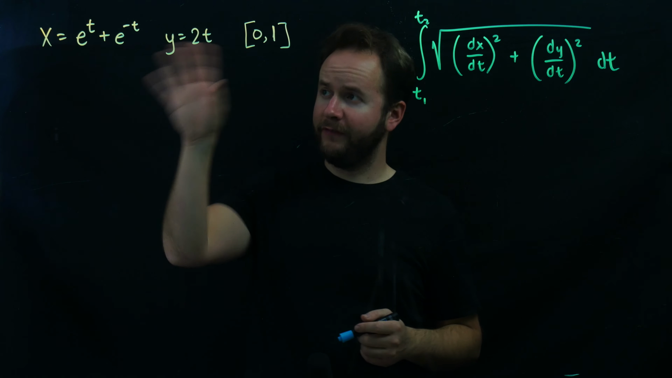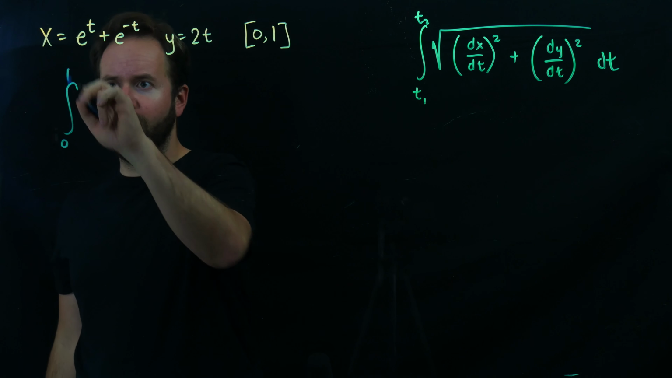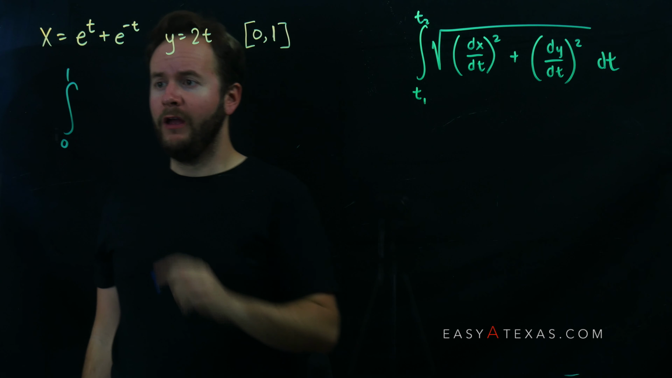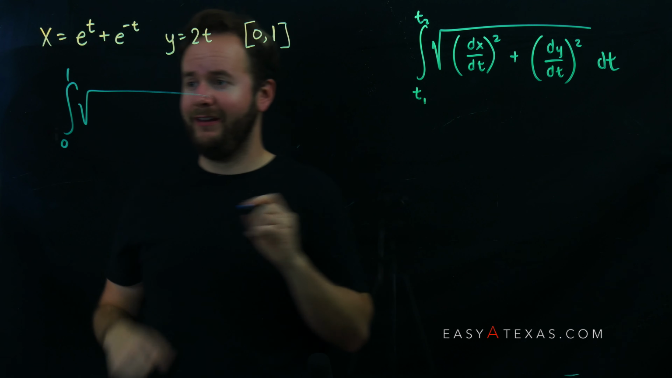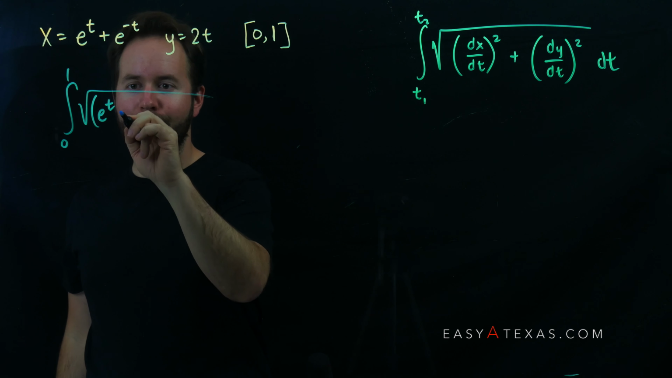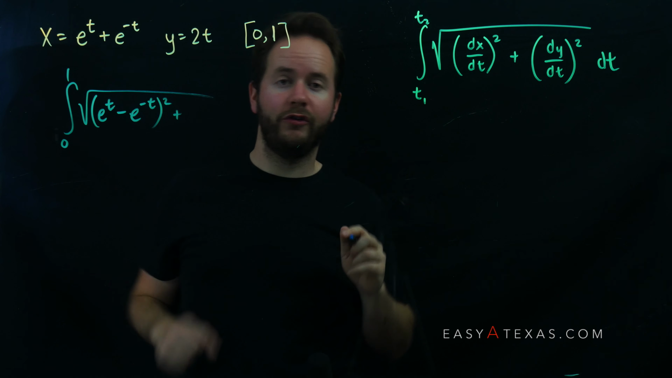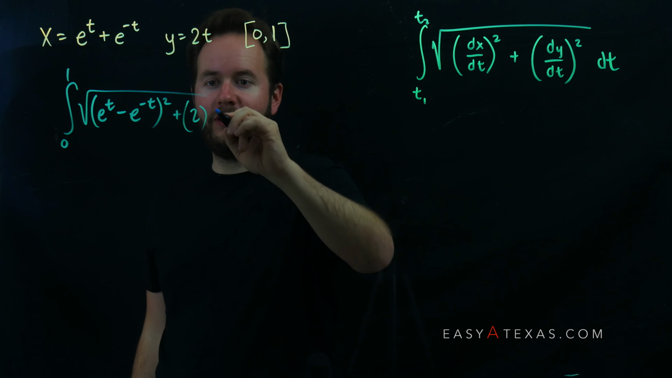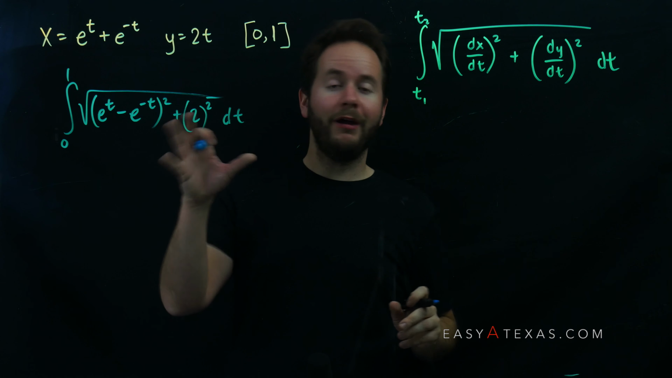I want to find the arc length of this parametric curve here, so I'm going to be using this integration formula. I'm going to be integrating from 0 to 1, the bounds of my parametric curve, of the square root of the derivative dx/dt, that's going to be (e^t - e^(-t)) squared, plus the derivative of 2t also squared. So the derivative of 2t is just 2, and I square that, putting a dt on the very end. Okay, I'm not going to integrate this as is.